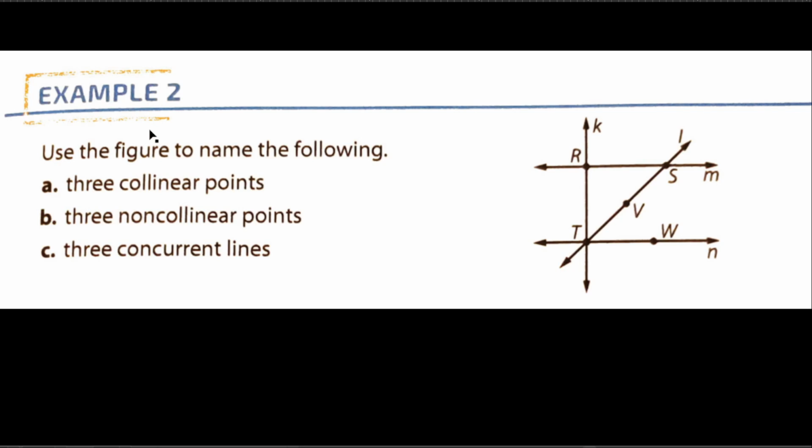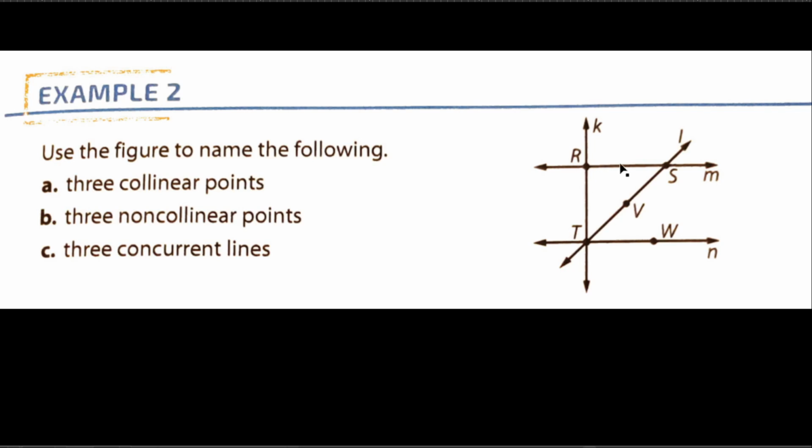Okay, this is kind of something that they may ask in your homework, something similar to this. So you got to know what these words mean. Do they look familiar to you? Sure they do. All right, so 3 collinear points. What does collinear mean? They all lie on the same line.